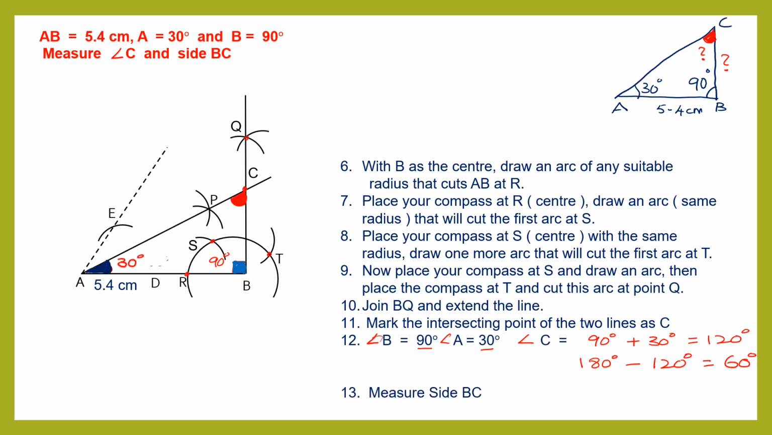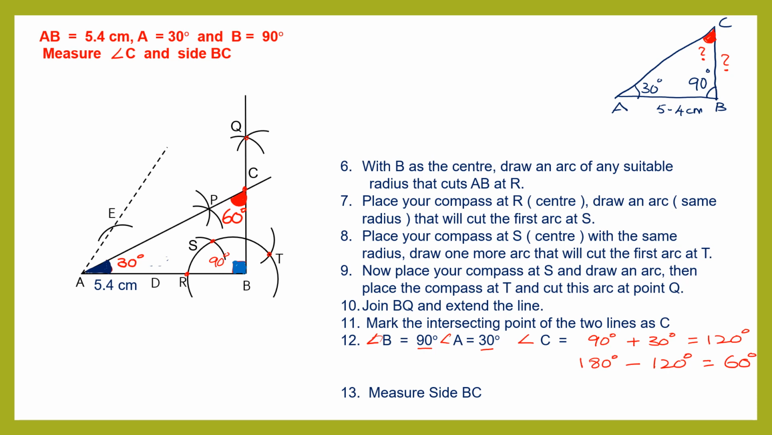Now measure side BC. Take your ruler and this is the side BC, measure it. Now let's see whether we've answered all our questions. AB is equal to 5.4 centimeters. Angle A is 30 degrees, and angle B is 90 degrees. We're asked to measure angle C. We measured angle C to be 60 degrees. So let's write that down here. Angle C is 60 degrees. All three angles together should add up to 180 degrees.